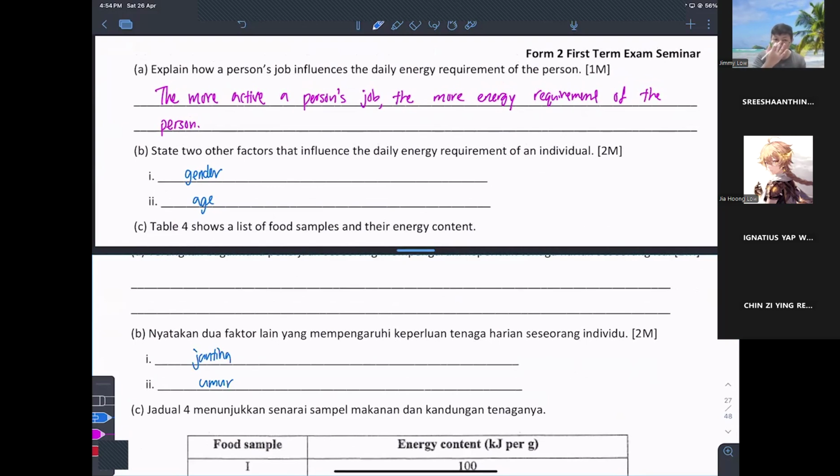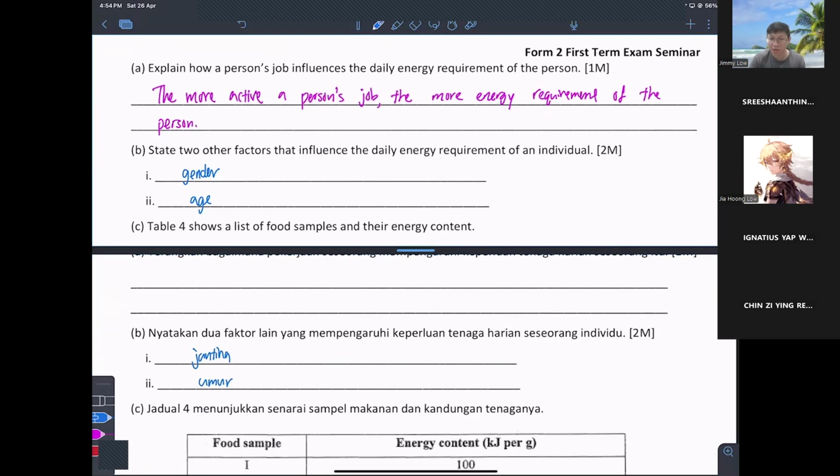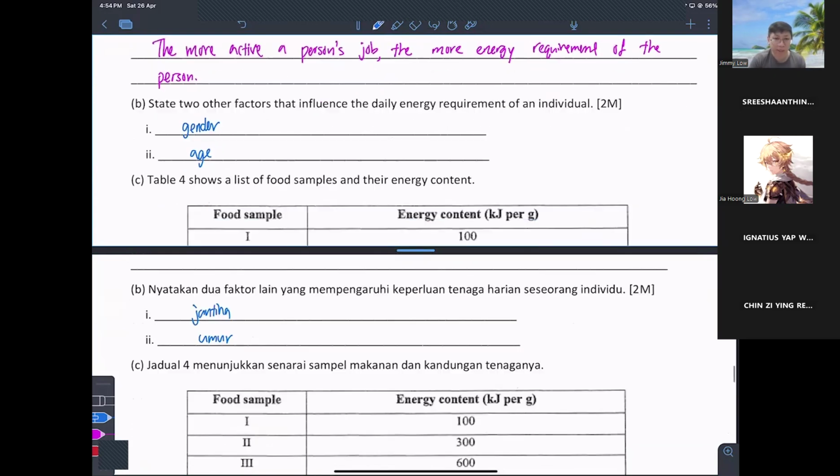So if the question asks you to give an explanation, just explain. But you look at the question. The question didn't ask you to give any explanation. Just state. So the question asks you to state, right? You state, you don't explain. If the question asks you to explain something, then you explain the reason. You do further explanation to score the mark.